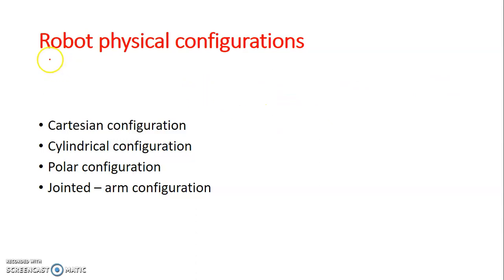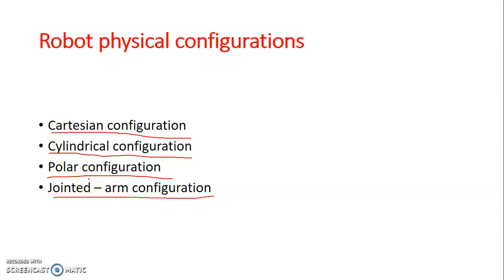So next we have the robot physical configuration. How can we construct the robot? What are the different physical configurations of robots we have? There are four different types of physical configurations of the robot. First is the Cartesian configuration. Second is the cylindrical configuration. Third is the polar configuration, and fourth is the jointed arm configuration. So we have four different types of robot configurations. We'll understand them one by one.